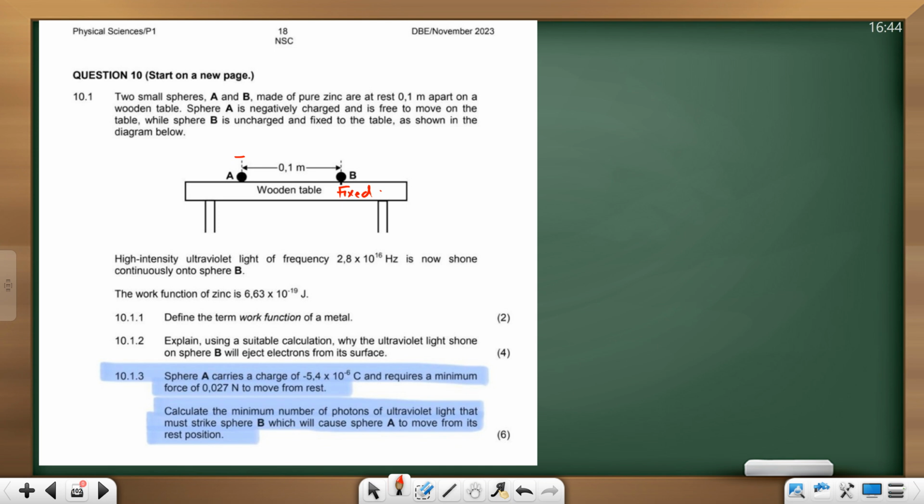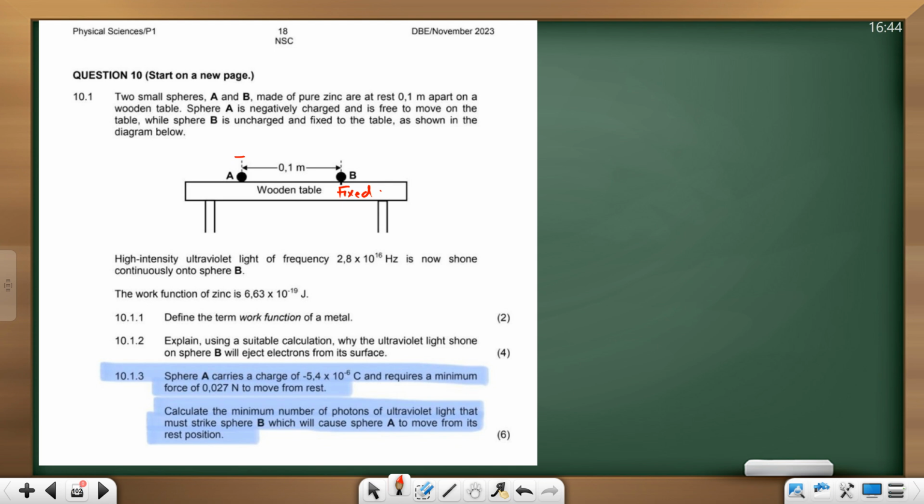Define the term work function. Everybody should be able to get those 2 marks for free. It is the minimum energy required to eject an electron from the surface of a metal. Everybody okay there? Please, that definition is for you.